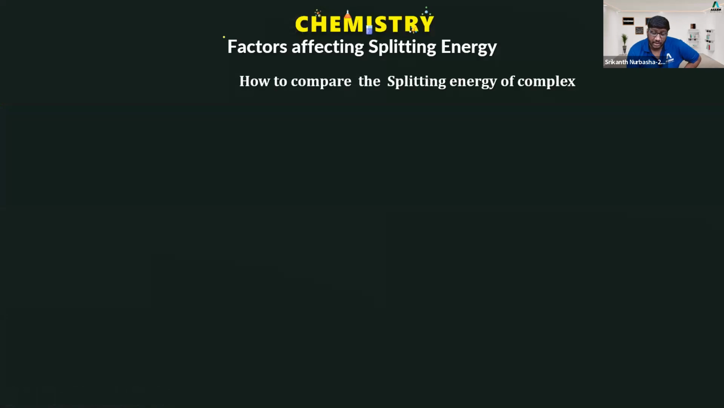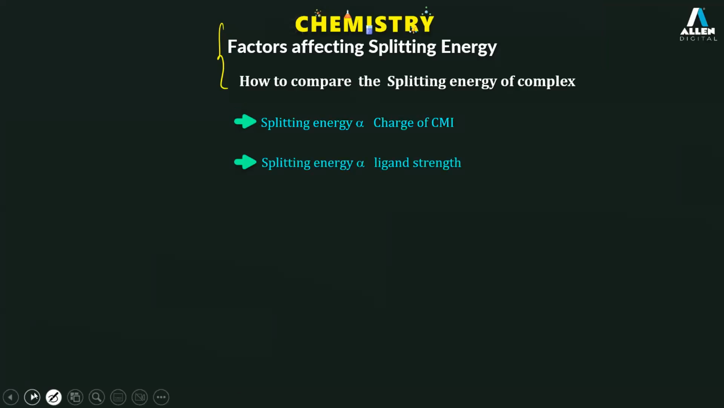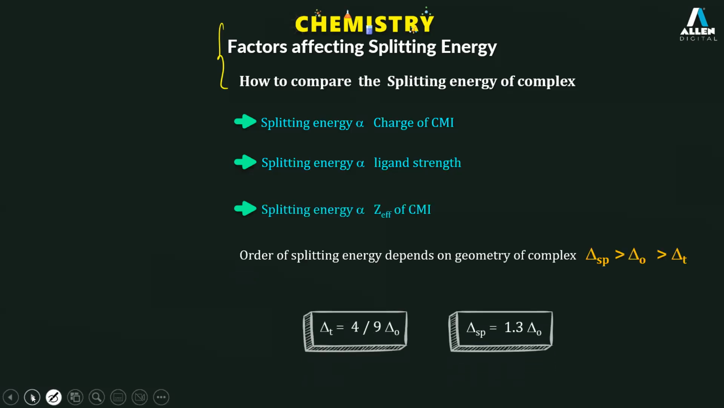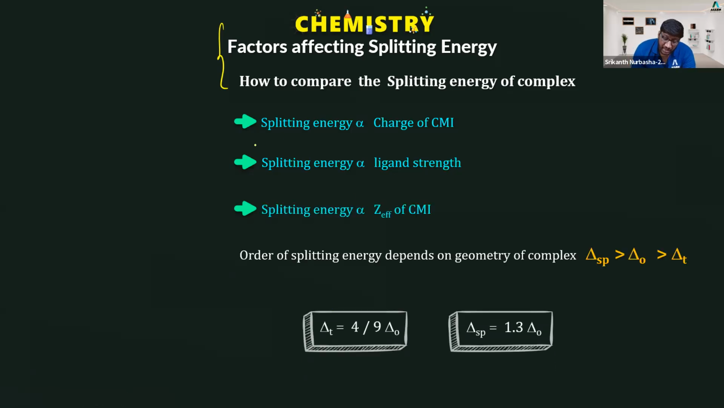And next to come, students, factors affecting the splitting energy. We have discussed octahedral complexes, tetrahedral complexes, and square planar complexes. If you try to compare, the splitting is greatest in square planar, octahedral or tetrahedral? Octahedral. Write down this. Splitting energy is directly proportional to the charge of the central metal ion, directly proportional to ligand strength, and directly proportional to the effective nuclear charge of the central metal ion.